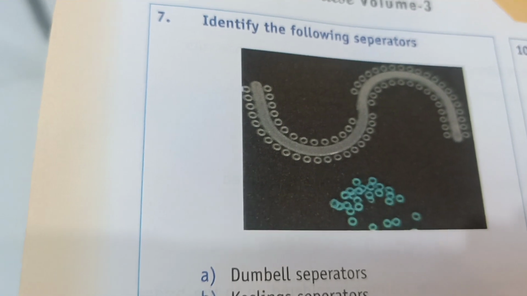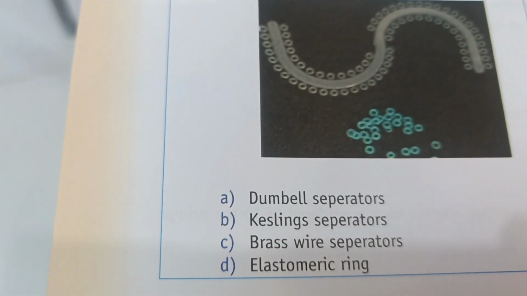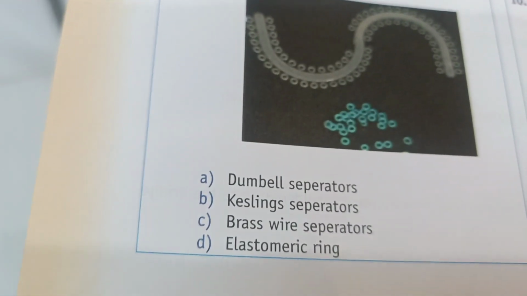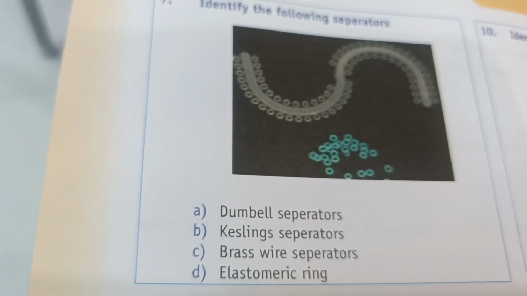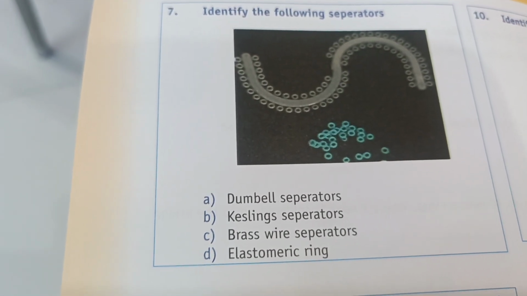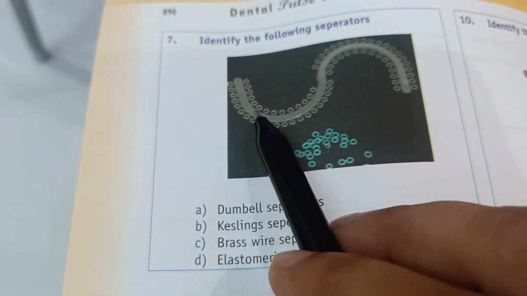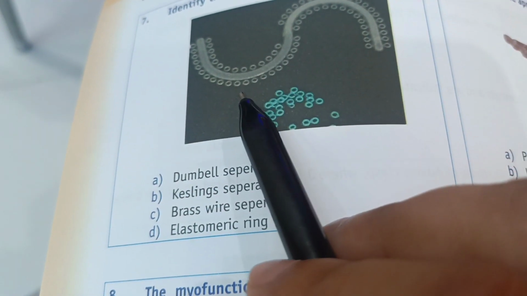Now come to the next question. Identify the following separators. Again, this is a kind of separator, and your options are dumbbell separator, Kesling separator, brass wire separator, and elastomeric ring. If you remember the previous question, obviously this is not a Kesling separator, and it is a very common spring which is used in orthodontics on a daily basis.